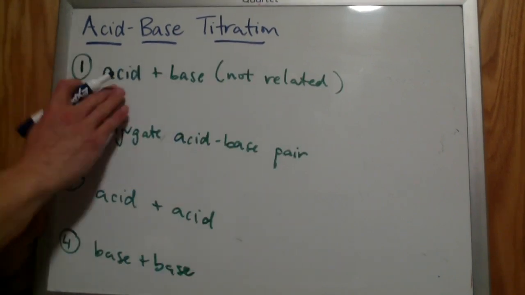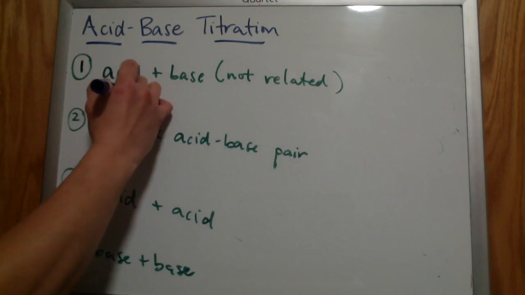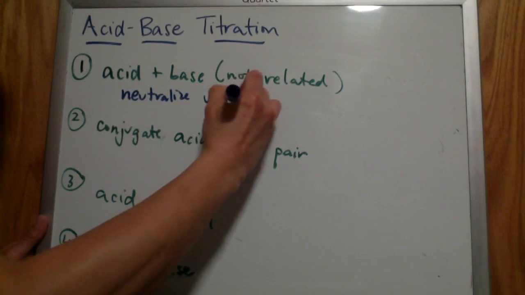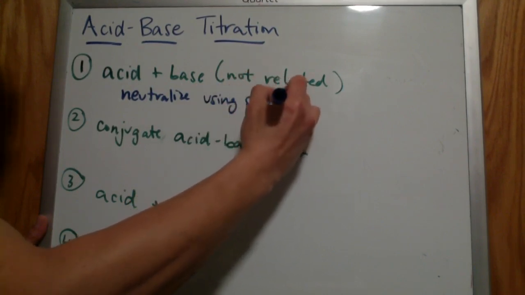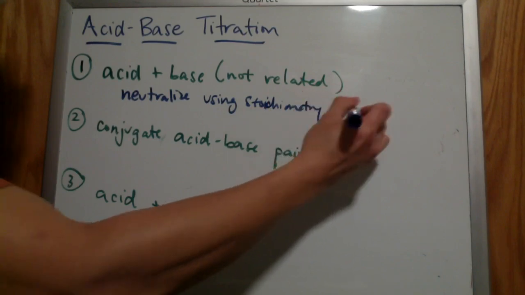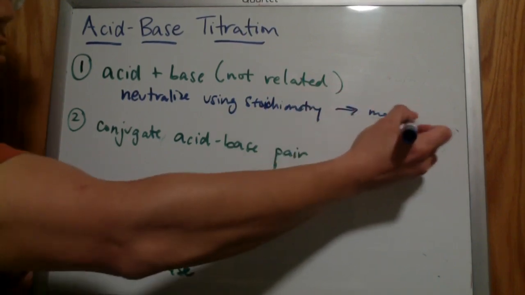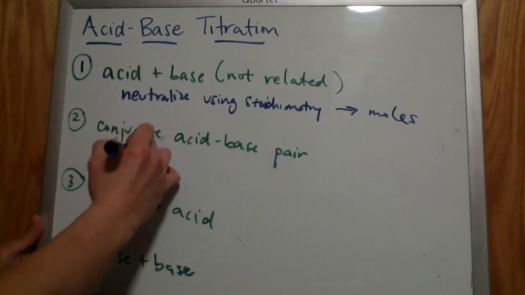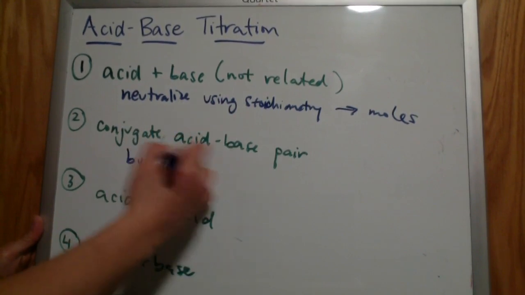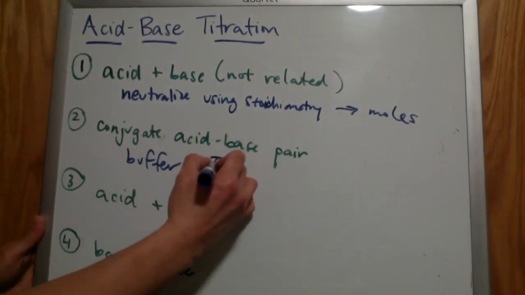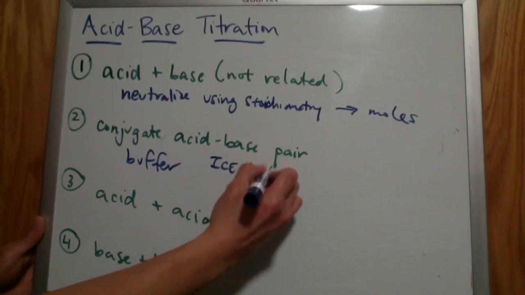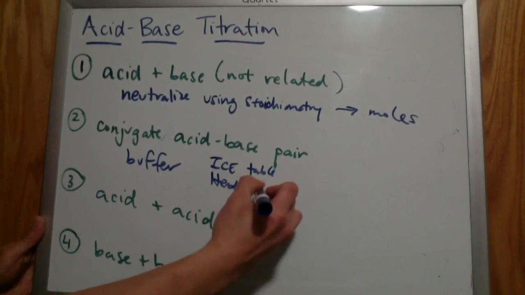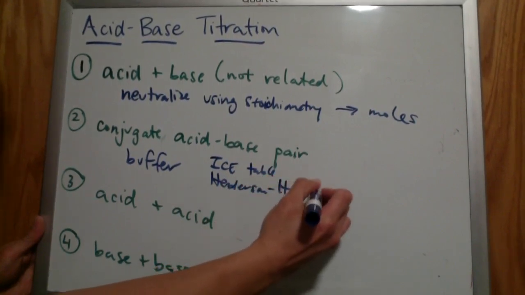So the four scenarios. If we have an acid and a base, and they're not related, then we're going to neutralize them using stoichiometry. So we would need to use moles, and then we would just follow the mole ratios, et cetera. If we have a conjugate acid-base pair, then we would have a buffer. They would not neutralize each other, and we would have to use an ice table to calculate the pH, or we would use the Henderson-Hasselbalch equation to calculate the pH.